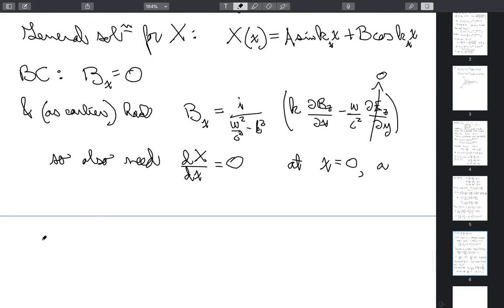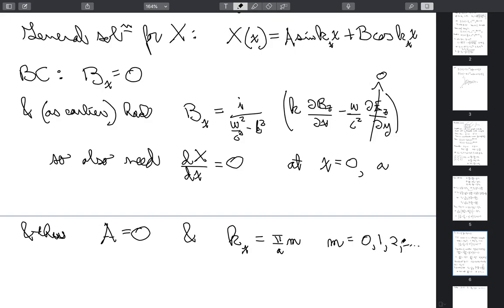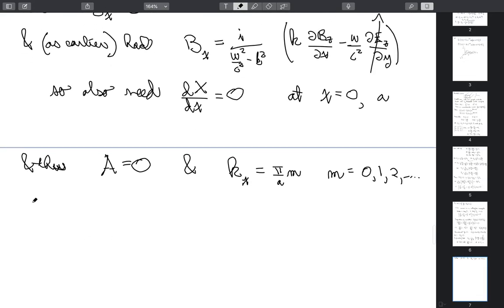I'll write that clearly here. And thus the big constant that we had, big A, must equal to 0. And we must have that the values of kx, in order for this to work at both places, must be an integer multiple of pi over a. Okay, so it must be pi over a times m, where m is some integer 0, 1, 2, etc. The same logic applies for big Y.